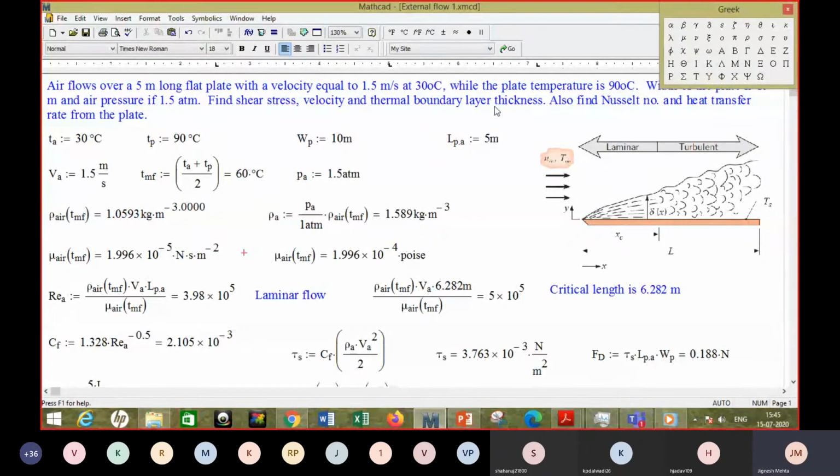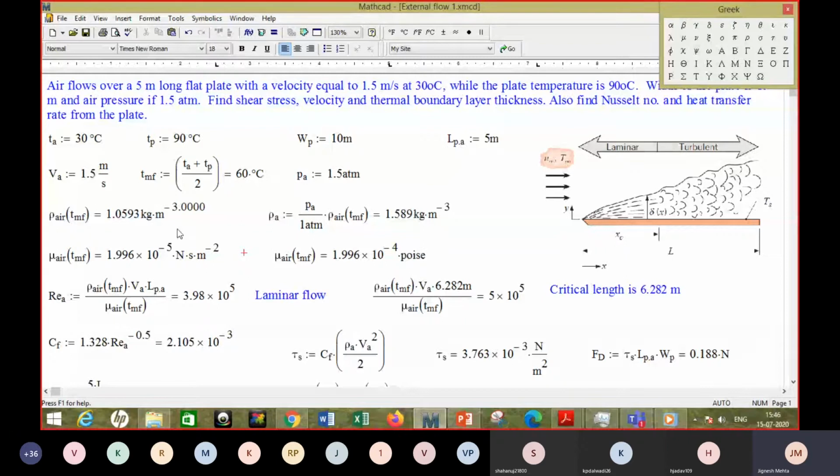In most of the examples you will first need to know whether the flow is laminar or turbulent. In this case, flow over a flat plate, if the Reynolds number exceeds 5 into 10 raised to 5, then the flow is said to be turbulent. That's the number that you will accept. Though in different literature, you may find different numbers starting from 10 raised to 5 to 3 into 10 raised to 5 and 5 into 10 raised to 5. But in our case, we will be taking 5 into 10 raised to 5, which is also used by Incropera and DeWitt. So that value we will be accepting.